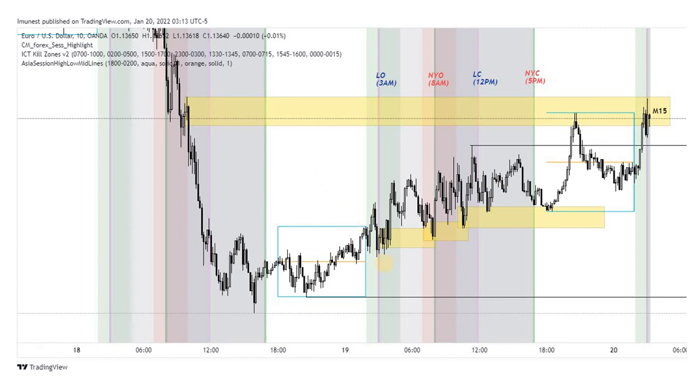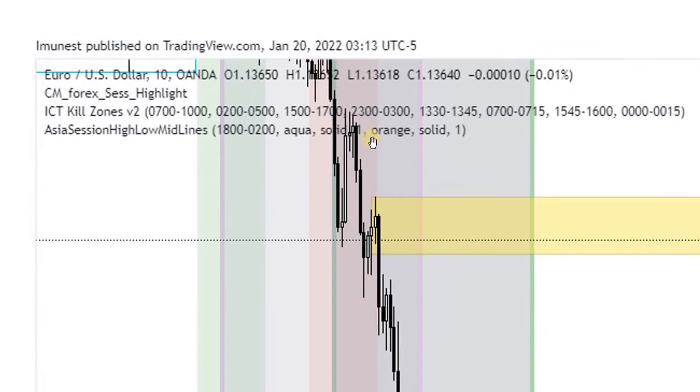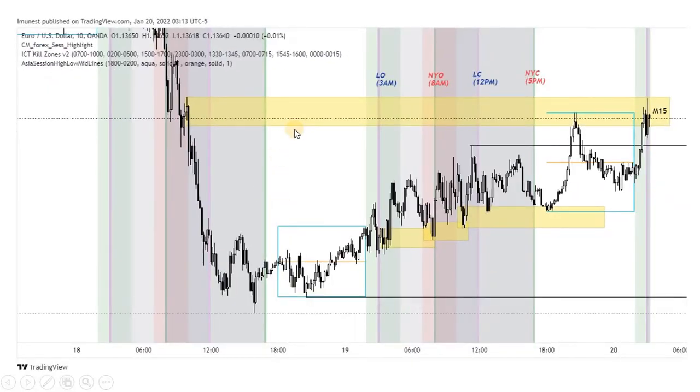Okay. Now, on my chart, I have these indicators, basically time and price indicators. I have this CM Forex, okay, let me zoom it. I have this CM Forex session highlight. I have ICT key zones, B2, Asian session high, low, mid lines. These are the indicators that I have on my chart.